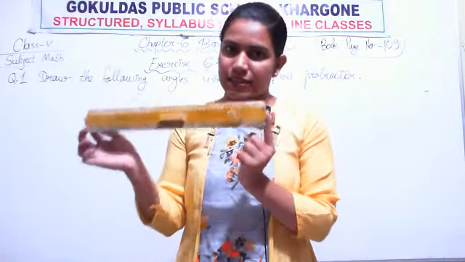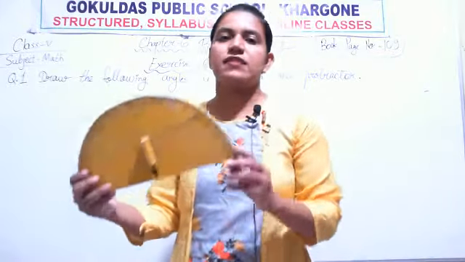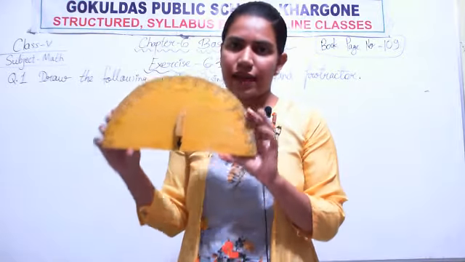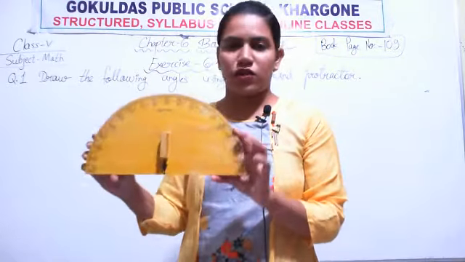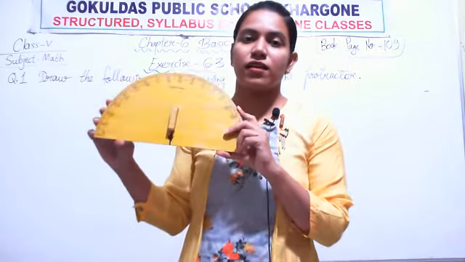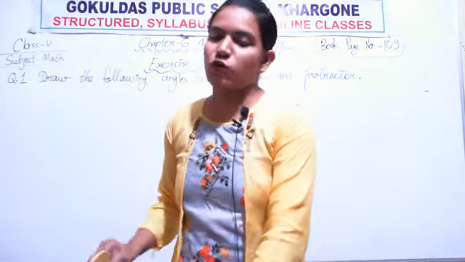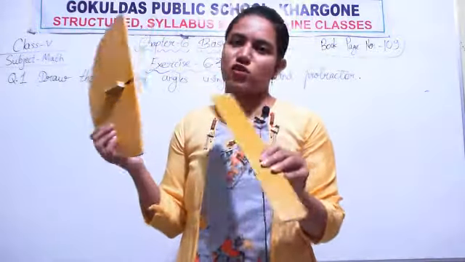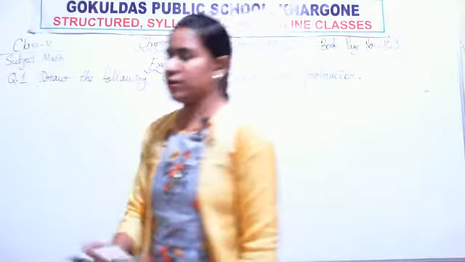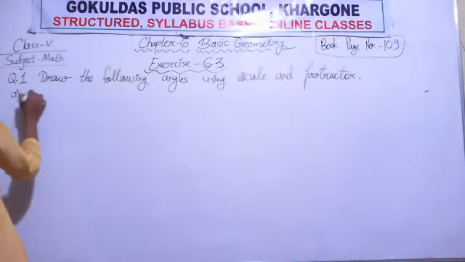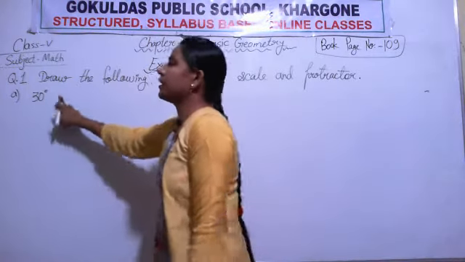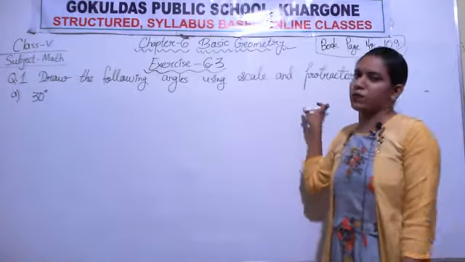This tool is known as scale and this semicircular tool is known as protractor. I already gave you an introduction to it, okay? This is known as protractor. By using this we measure angles. Today we will draw angles by using these two tools. So let us take question A, which is showing 30 degree. Draw a 30-degree angle using scale and protractor.